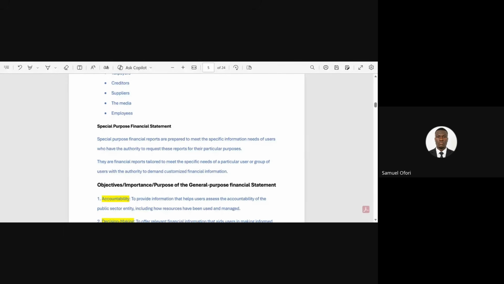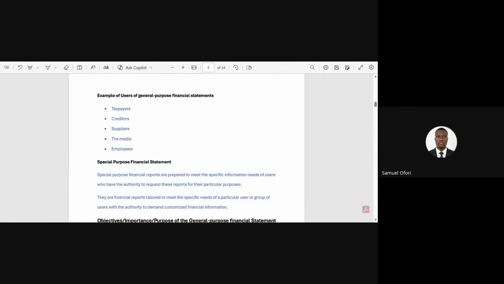Okay. Any questions? All right. If there are no questions, we can then move on to the objectives of the general purpose financial statement. You see that we said the general purpose financial statement is for the general public. And those people who are really interested in it are the taxpayers, creditors, suppliers, the media, employees. So what do you think will be some objectives or the importance of the general purpose financial statement?